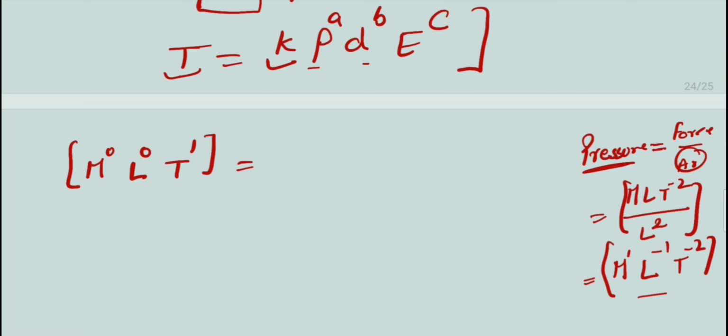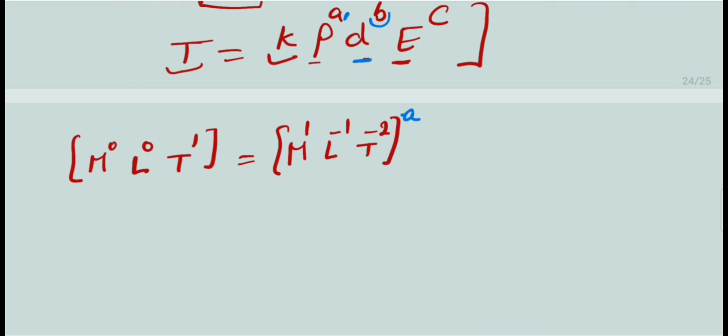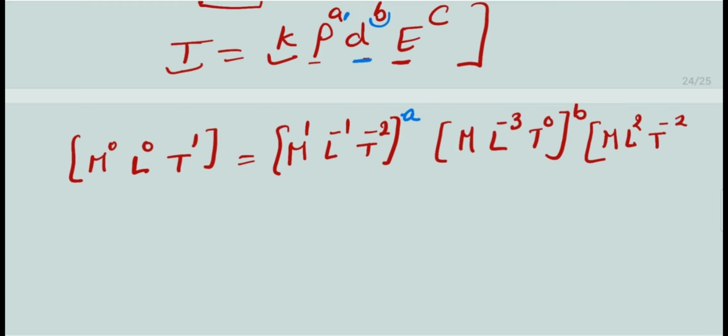So we'll put this value here. So we'll get (M^1 L^-1 T^-2) whole raised to power A. Similarly, the dimensional formula for the density is (M L^-3 T^0) raised to power B, and for energy the dimensional formula is (M L^2 T^-2) raised to power C.